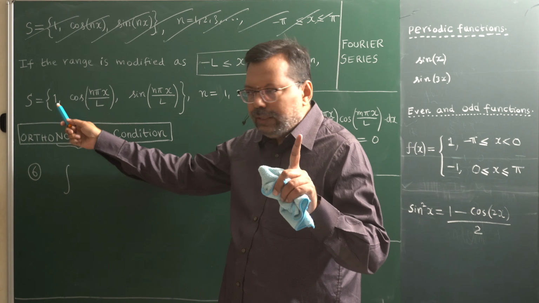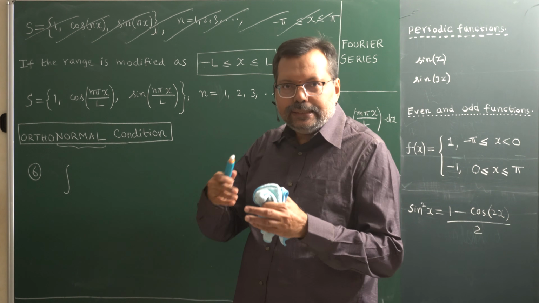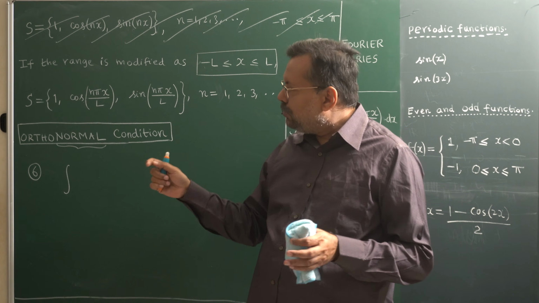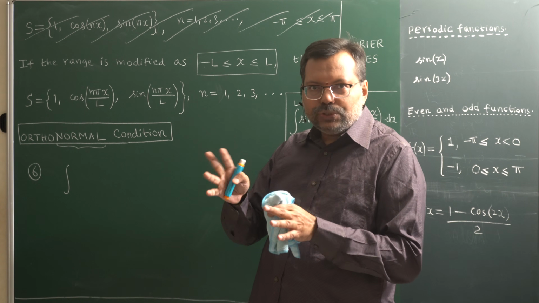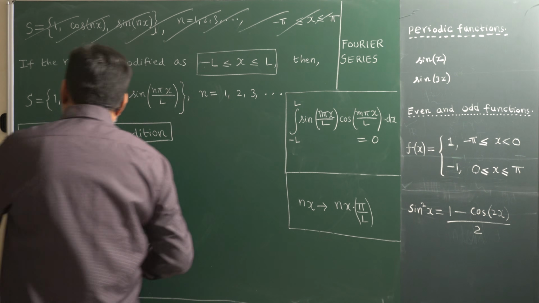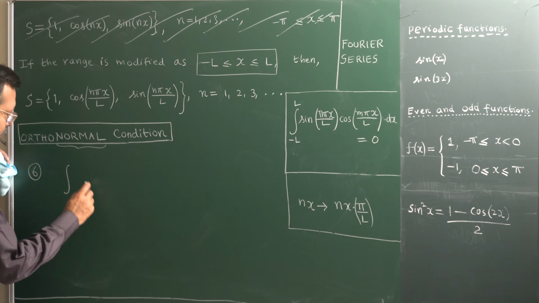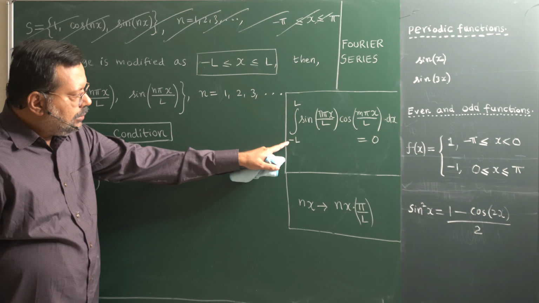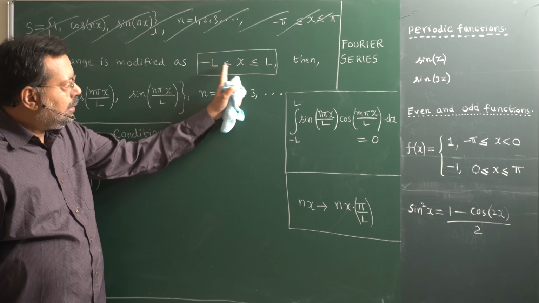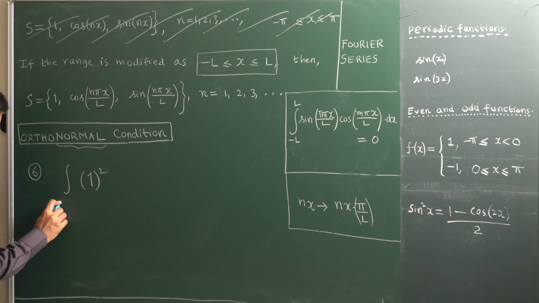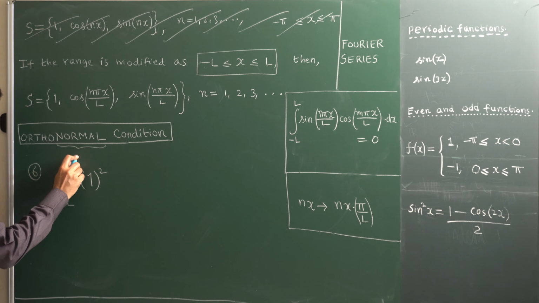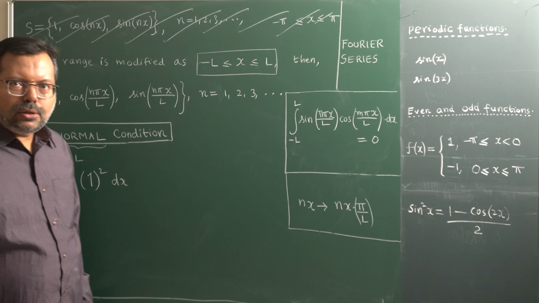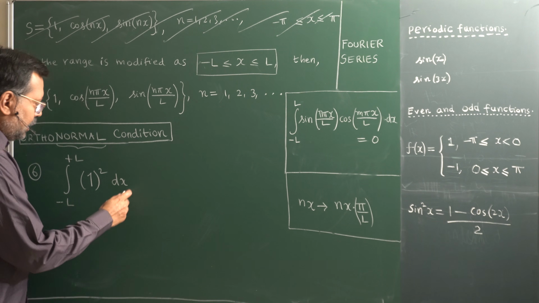So 1 is one element. Cos of n pi x by L is n number of elements. Sin of n pi x by L is n number of elements. Now you choose any element and then square it. So how do you do it? For example, if I take 1 as the element here and square it, then the limits should be minus L to plus L, and then dx. If you do this, this is called the orthonormality condition, and then you have to evaluate it.